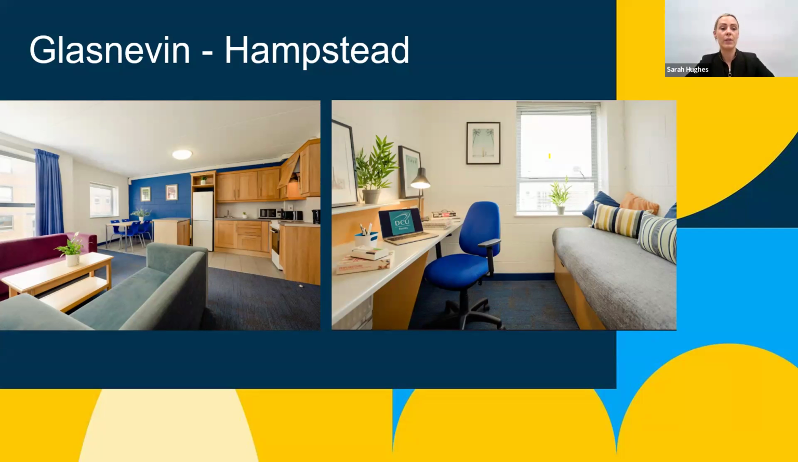To the left, you will see the shared common space per apartment, where you have your kitchen with fridge, cooker, microwave, and so on. And then you have your sofas and your dining space. So this is the shared space within the apartment, and you'd be sharing that apartment with 4 other undergraduate students.